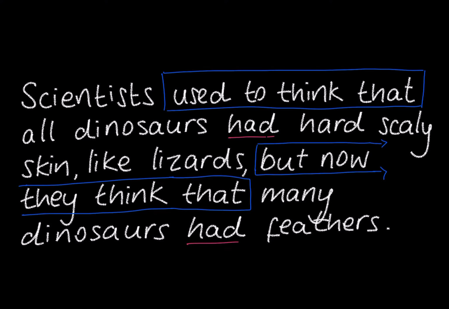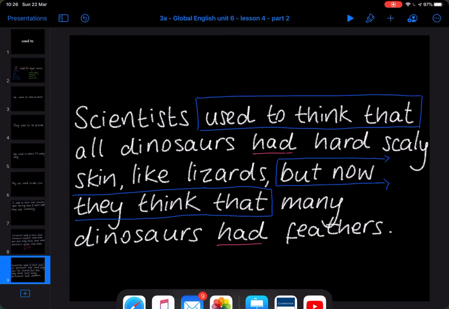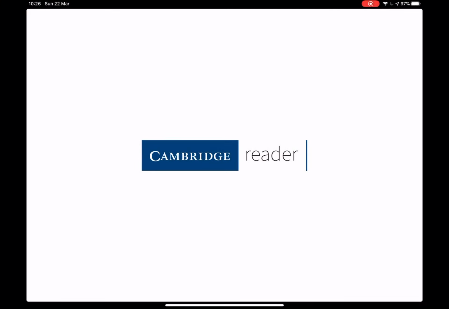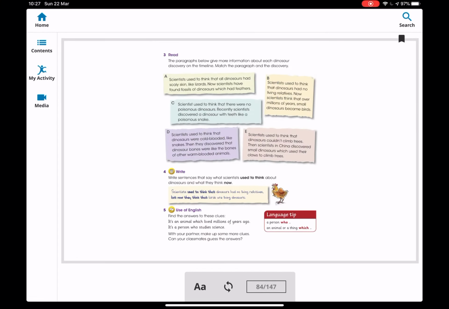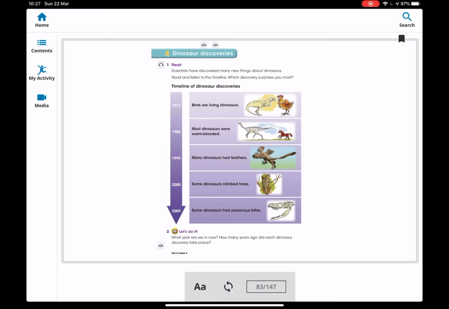Is that clear? Okay. Let's have a look at our dinosaur page, 83, I think it is. It's the next page from Dinosaur Discoveries, okay? In my book or the digital version, the pages are different, so bear with me. Okay, so we're going to have a look at these discoveries again, the timeline.